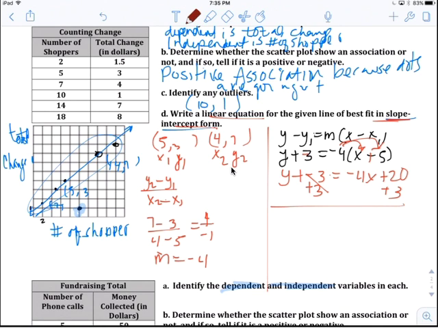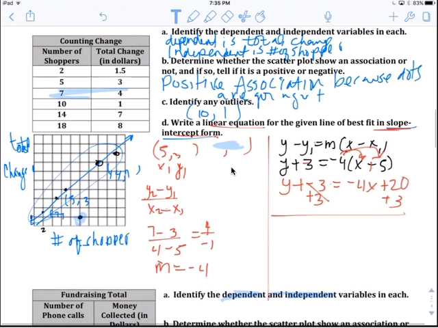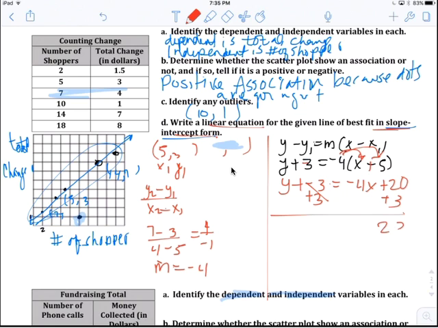That doesn't look right. 5, 3. 7, 4. Oh my gosh. This is 7, 4, not 4, 7. The reason why it doesn't look right, this y-intercept is 23. And here y-intercept looked like a 1 maybe, and that's 23. Okay, that's my mistake. You need to be able to catch your mistakes.